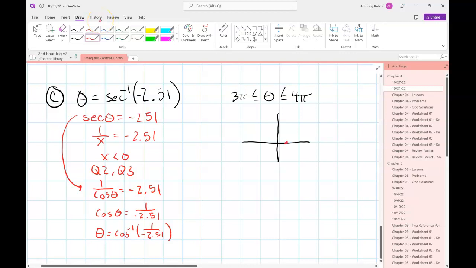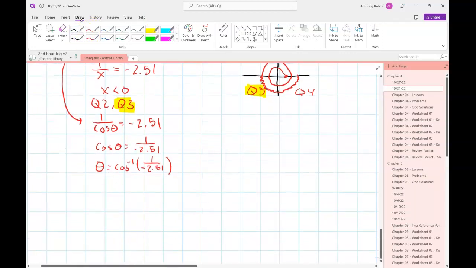Okay, next up, we need angles between 3 pi and 4 pi, starting on the positive x-axis, and because these angles 3 pi and 4 pi are both positive, I'm going to rotate counterclockwise. Half a pi, 1 pi, 1 and a half, 2, 2 and a half, 3, and then to 3 and a half, to 4. That covers quadrants 3 and 4. So where does my answer lie? In quadrant 3. Draw my picture here.